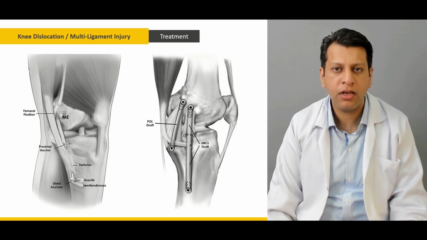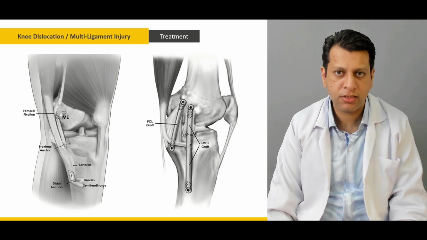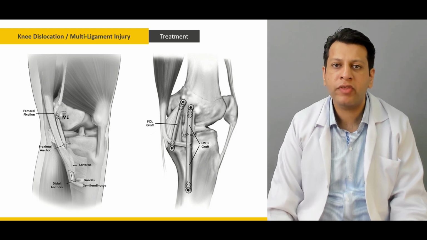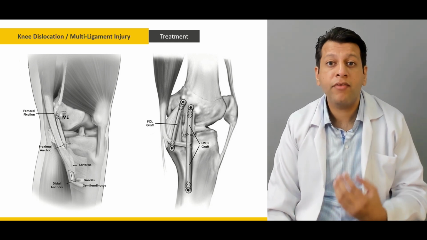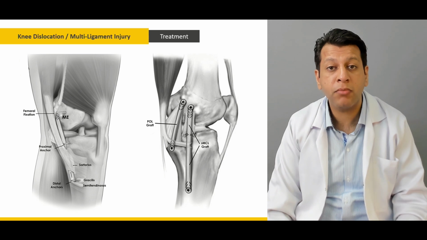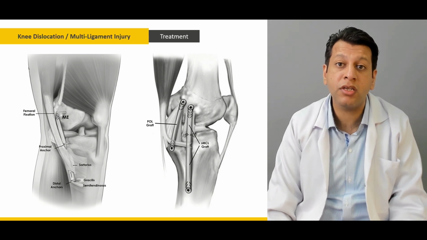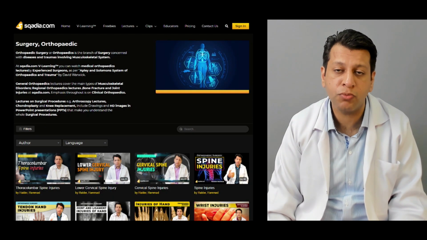If there's an ACL or PCL injury, you need reconstruction. And if there are medial collateral or lateral collateral ligament injuries, if repair can be done, that needs repair. If it is reconstruction, then different muscle or hamstring grafts can be used to reconstruct the medial and lateral collateral ligament as well.